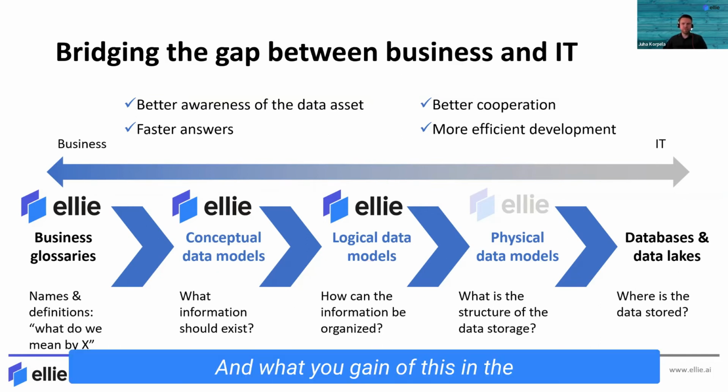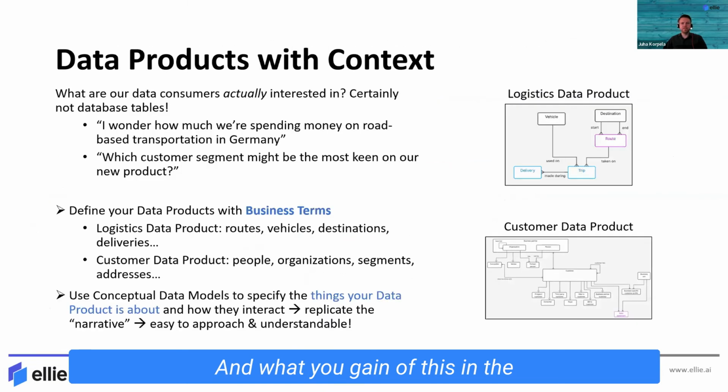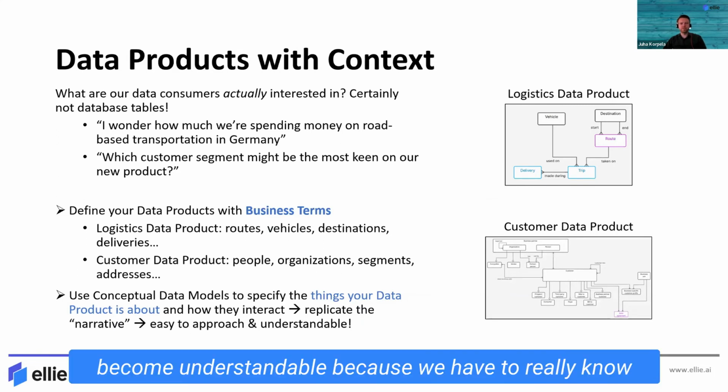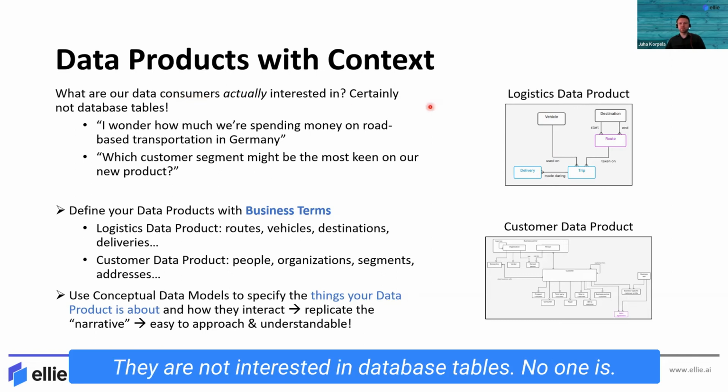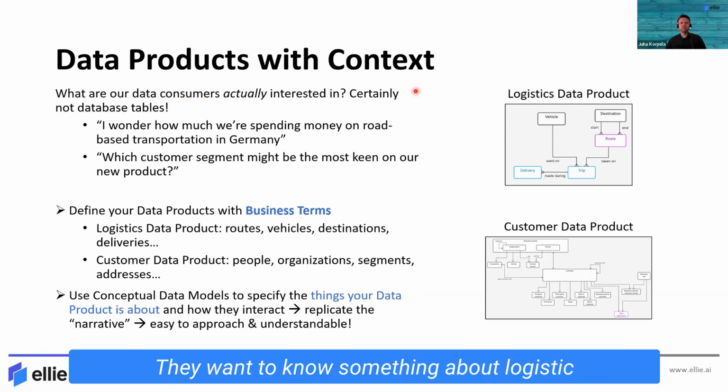And what you gain of this in the data mesh context is that your data products become understandable, because we have to really know what the consumers are actually interested in. They're not interested in database tables. No one is. They want to know something about logistics costs. They want to know about the customers and segmentation and so on. So of course we should be defining the data products in these terms.